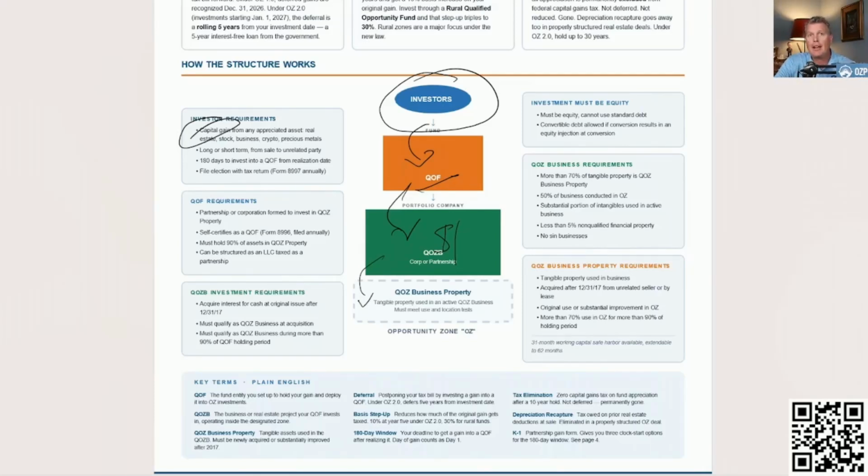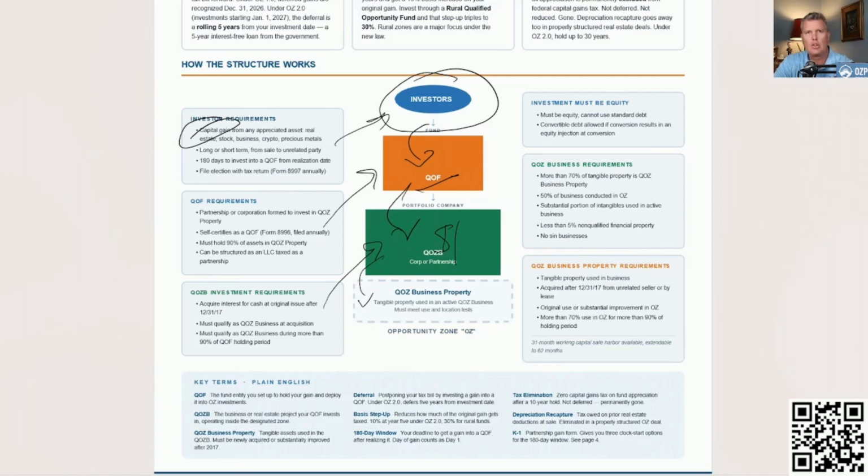Now, the call out boxes around it tell you exactly what each entity has to do to qualify. So these are your investor requirements, where your gain has to come from. These are your QOF requirements, and these are your QOZB investment requirements. When your QOF puts money into the QOZB, it's got to be original issue for cash, and so on. So if you're going to do this yourself, or you want to pressure test what your CPA or other advisor is telling you, this one page is the framework that everything else lives inside.